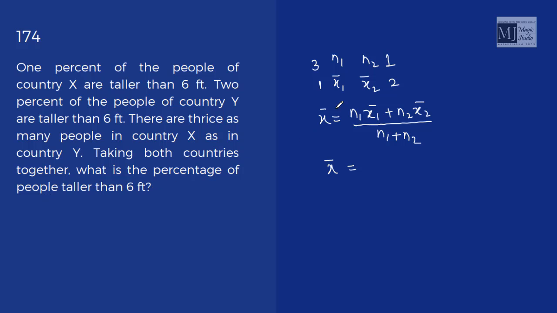taller than 6 feet? It would be 3 into 1 plus 1 into 2 divided by N1 plus N2, that is 3 plus 2 is 5, 5 by 4 is 1.25%. So 1.25% of the people in the grouped mean are taller than 6 feet.